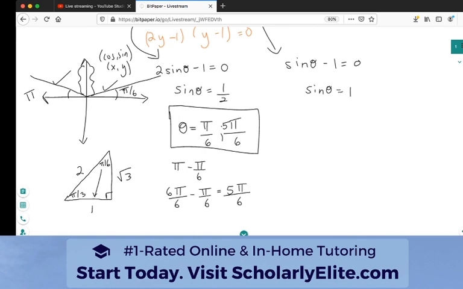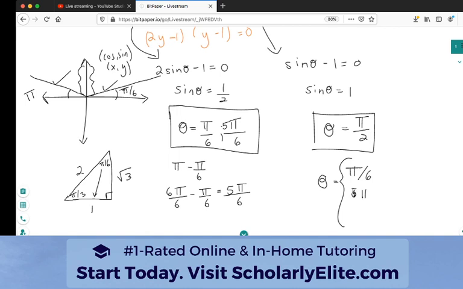And then here, we want to know where sine is equal to 1. Well, we know that sine is equal to 1 at the 90 degree point, so that's going to be theta equals pi by 2. And then you would write this correctly. The most correct version of this would be stacking them in order. So you have pi by 6, pi by 2, and 5 pi by 6.